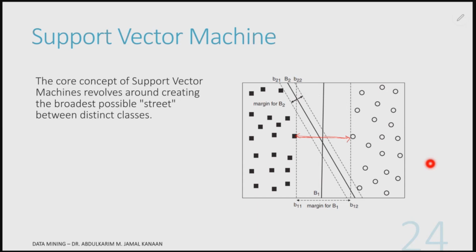While the other boundary, so here we have two examples, B1 and B2. B2 is another boundary, but B2 will yield a smaller street. So which one will support vector machine pick? It will pick B1, because B1 will yield the widest possible street. Okay, so even though we have two solutions here, which are fine to distinguish between the two classes, support vector machine will work on finding the widest possible street. Why? To avoid overfitting. Because as you have a wider street, that minimizes the chance of overfitting.